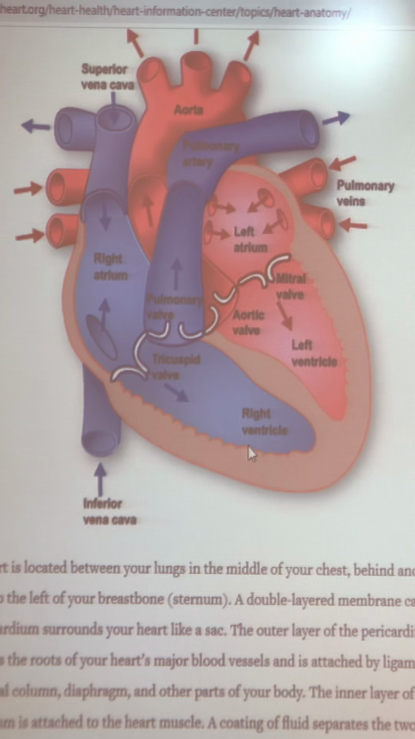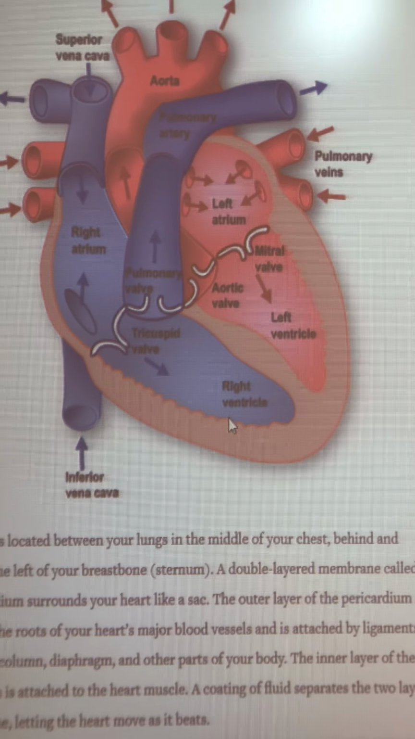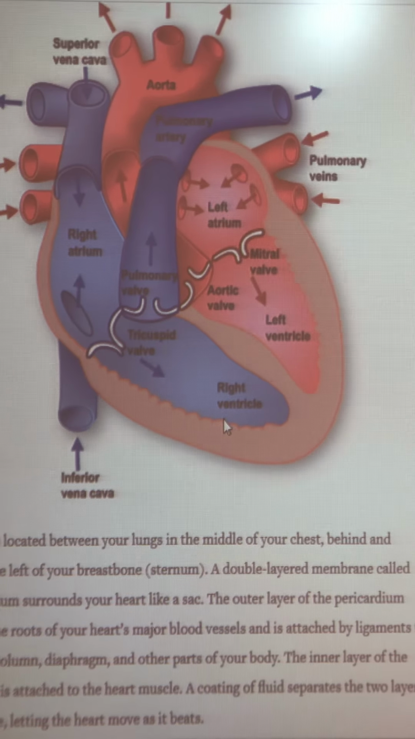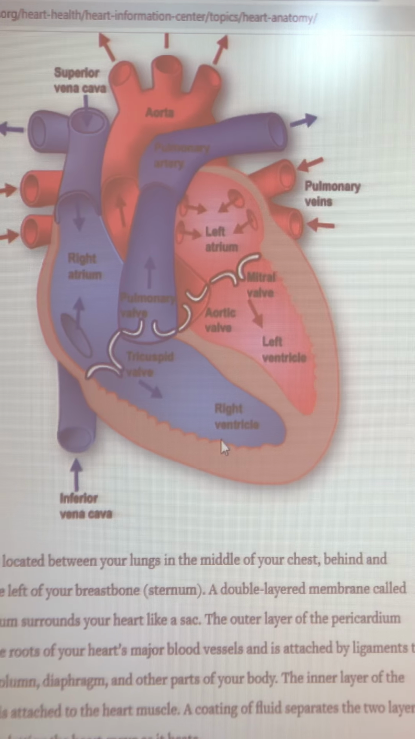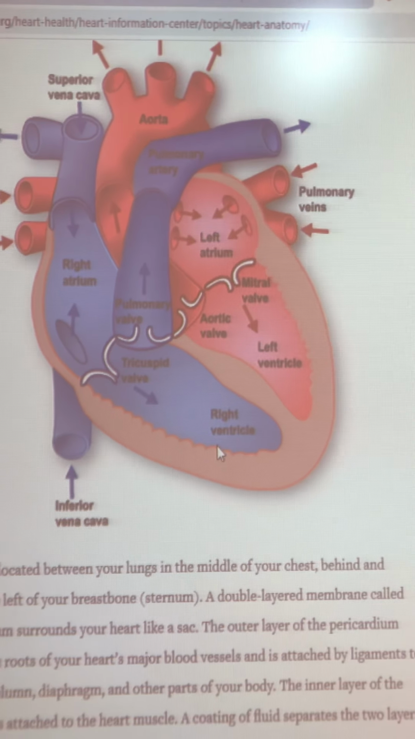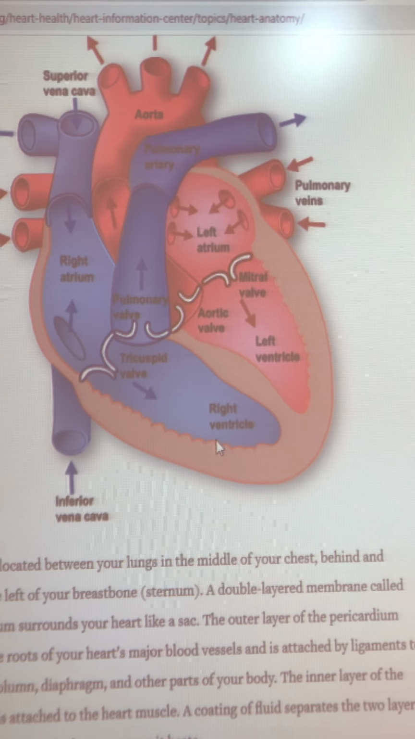It goes to the superior vena cava and inferior vena cava. It dumps into the right atrium. It goes into the tricuspid valve. It goes to the right ventricle. It goes through the pulmonary valve. Remember, pulmonary means lungs. If you see anything that says pulmonary, that's lungs. So it goes from the right ventricle to the pulmonary valve to the pulmonary arteries.